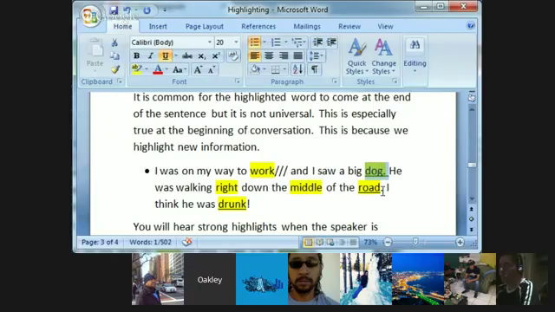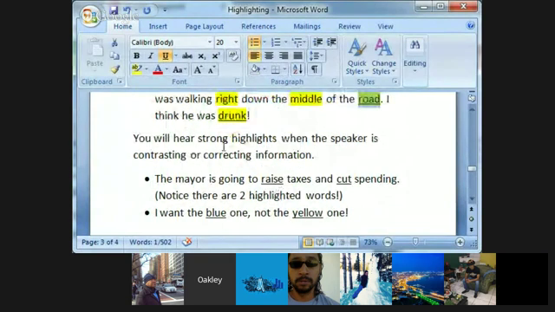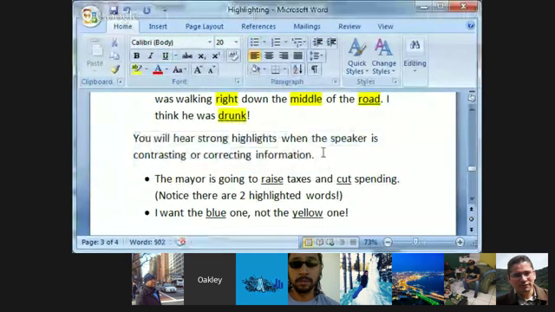In intonation, you will frequently hear a modulation in the last word, especially when the last word is a one-syllable word. Middle of the road, road, dog, drunk. I think he was drunk. All right, both high and low, which is something I really wanted you guys to be able to hear. The strongest highlights, in my opinion, just my opinion, are when a speaker is correcting and or contrasting information.